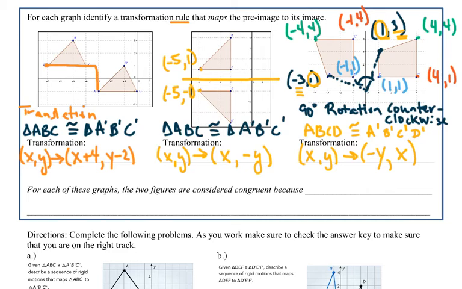Alright, for each of these graphs, the two figures are considered congruent because they are the same size and same shape.